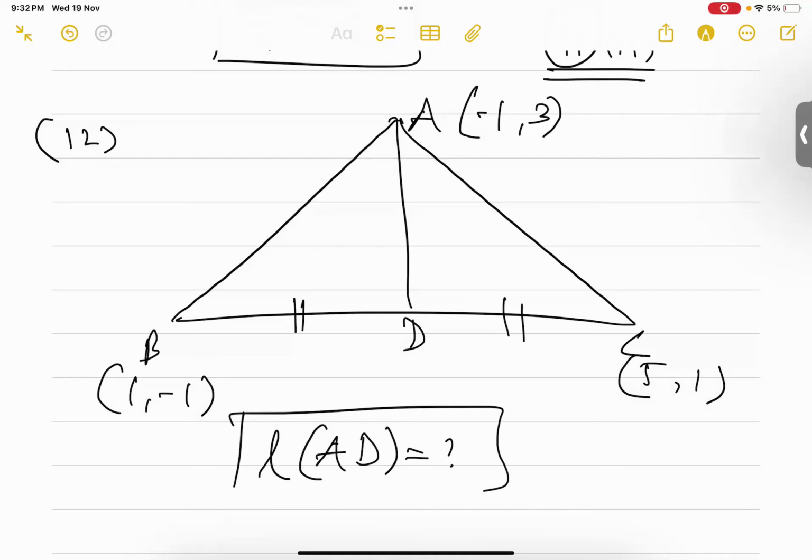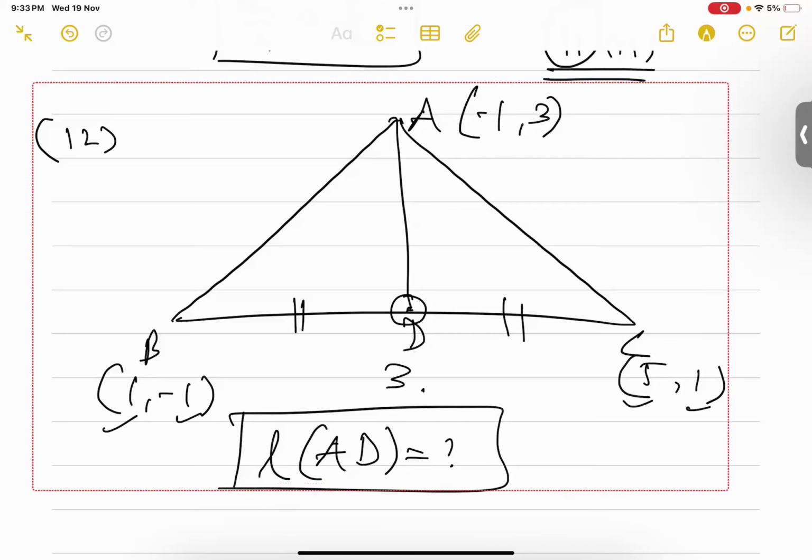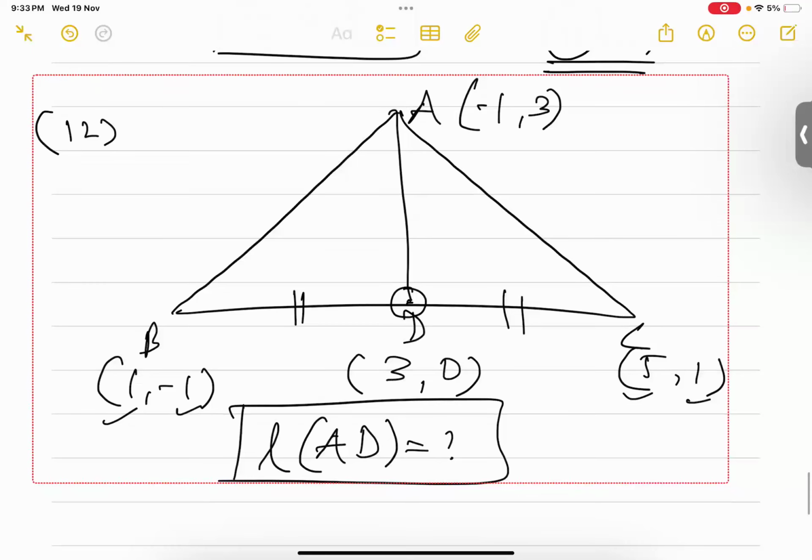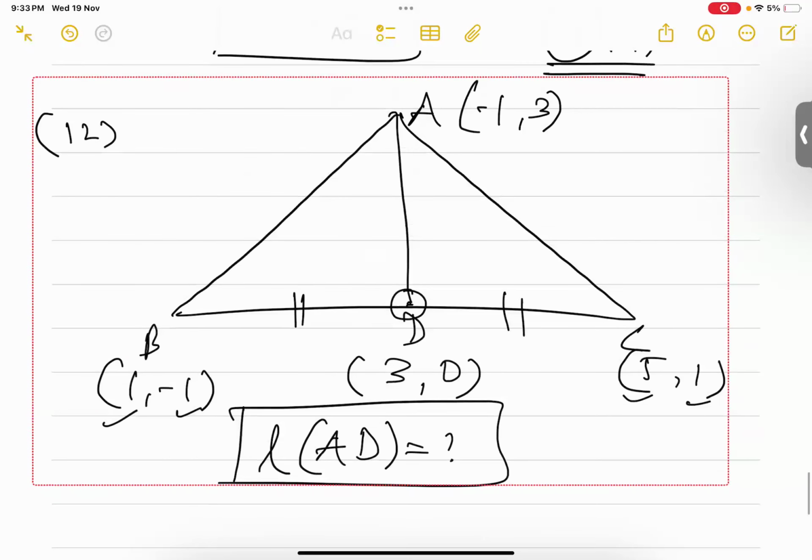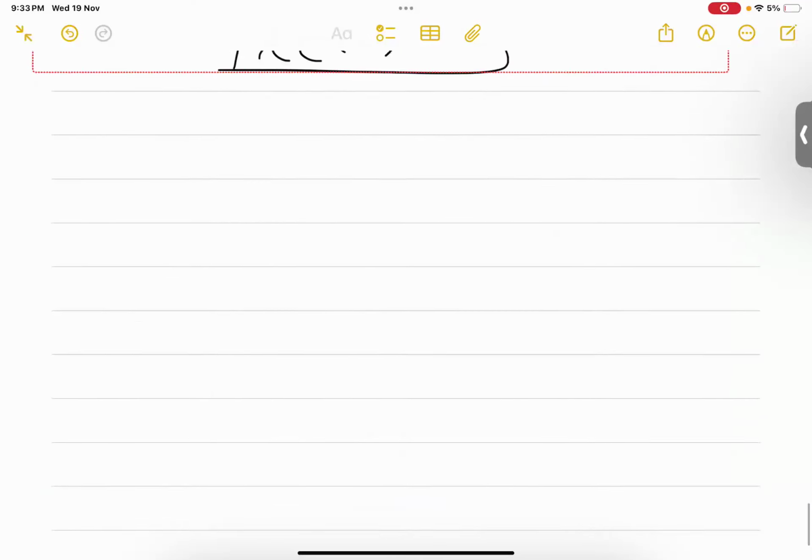So I'll just give you the hint. First, calculate the value of D using the midpoint formula: 1 plus 5 upon 2, comma, -1 plus 1 upon 2. So 6 upon 2, that is 3, and this is 0. So 3, comma 0. And then you can find out the length AD using the distance formula. So that's pretty simple. So this was the hint for question number 12. Let's go to question number 13 very quickly.